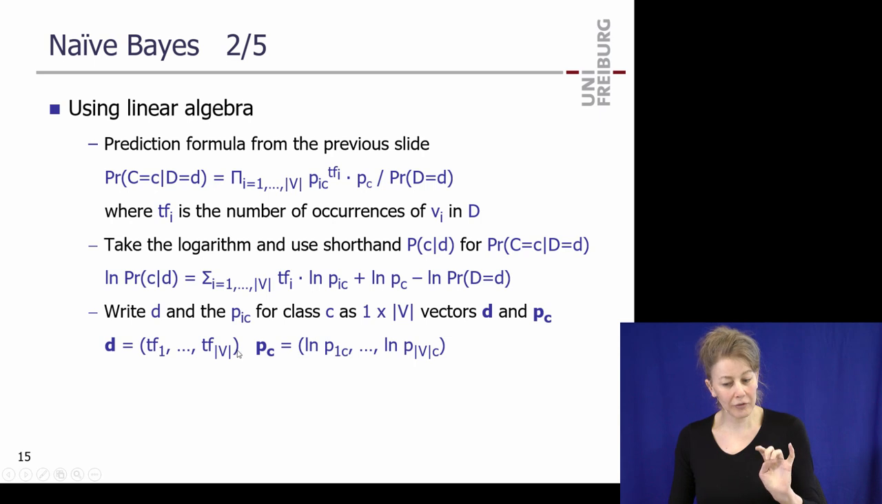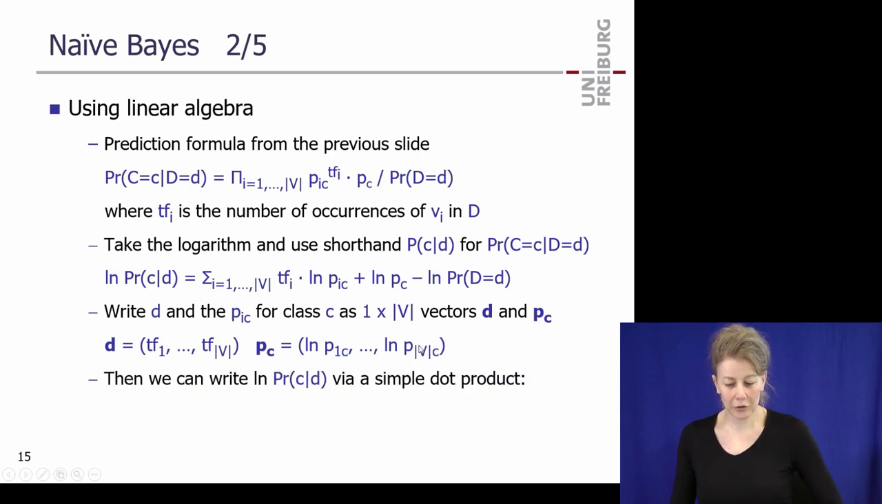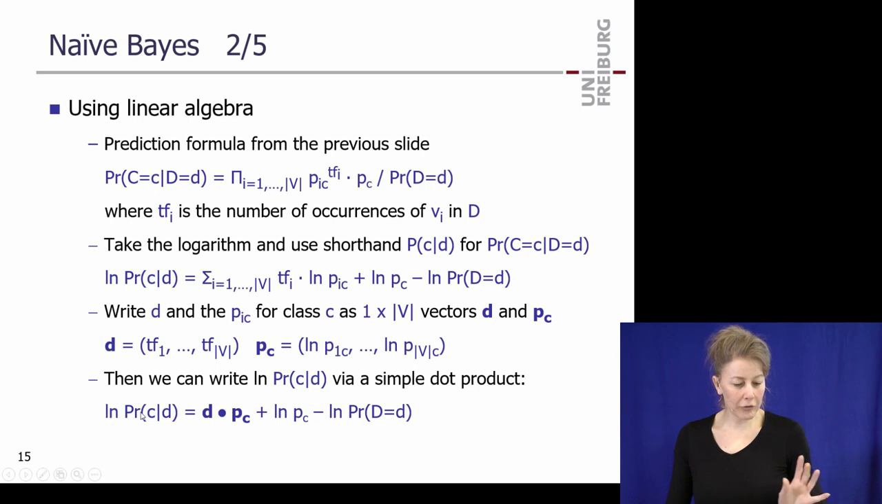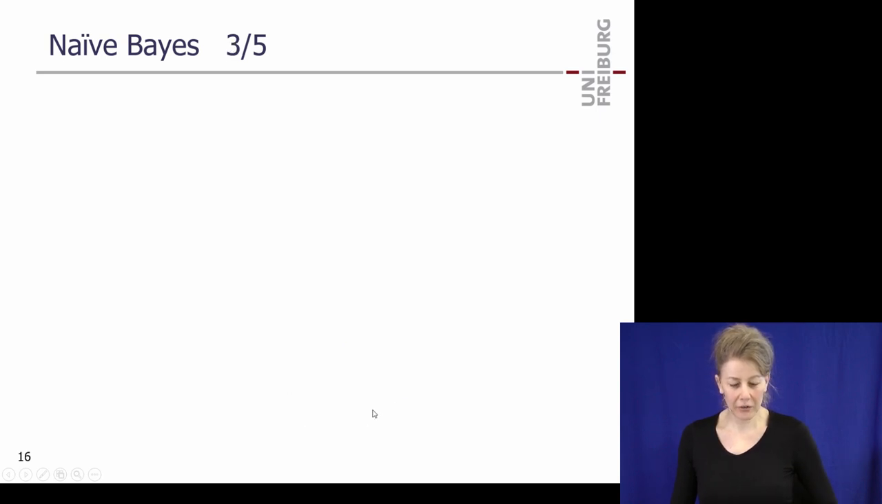I don't even have the one here yet, the additional one. My document, just written as a document with term frequency scores. My p vector, probabilities, just the log probabilities. This should look familiar to you. And then what I do, the log of the thing naive Bayes computes is now this dot product plus the log of the class probability minus this thing.